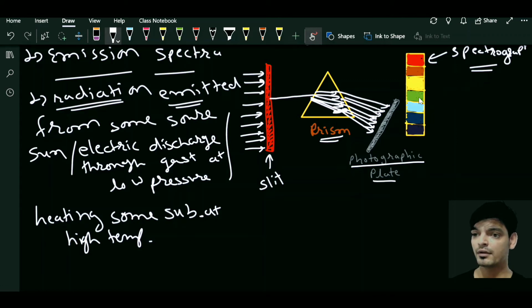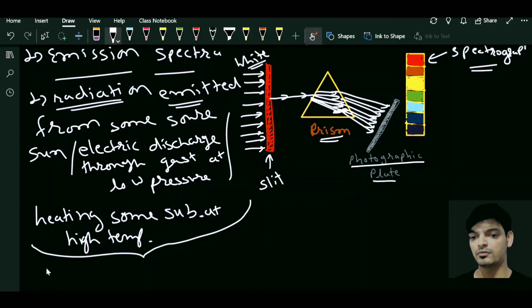So we have applied here a white light, for example sunlight. You can also apply different sources, for example an electric discharge tube, and you can also use some compound from which electromagnetic radiation is coming out. When you are heating that compound, it will give some particular color flame, and the color flame means a particular wavelength is there. So the source should be there, and the electromagnetic radiation we have to pass through the prism.